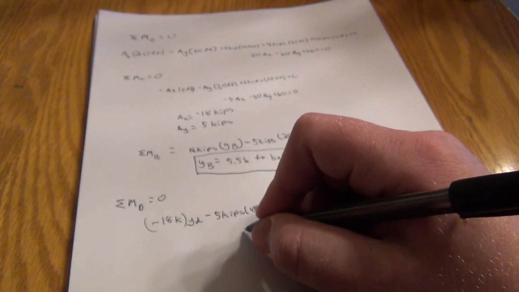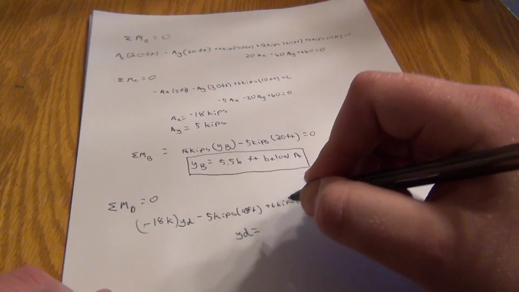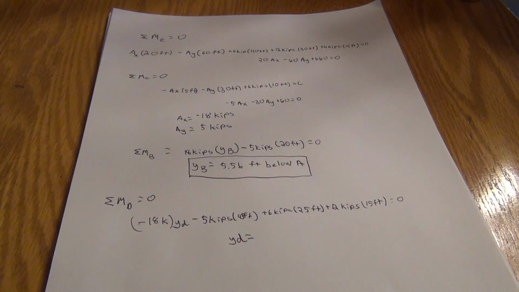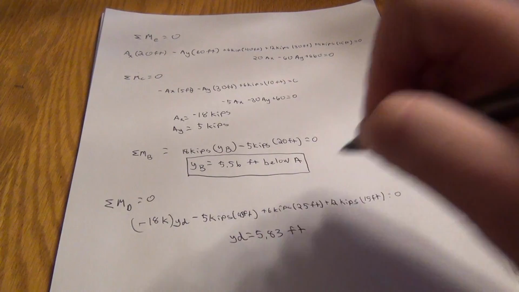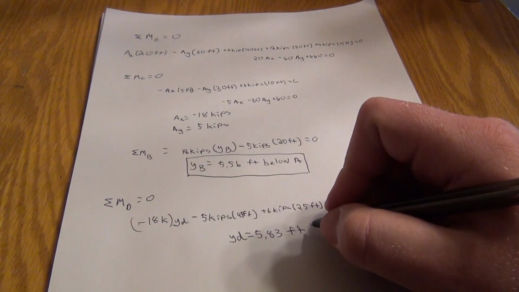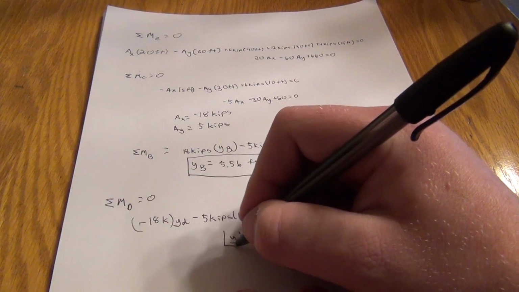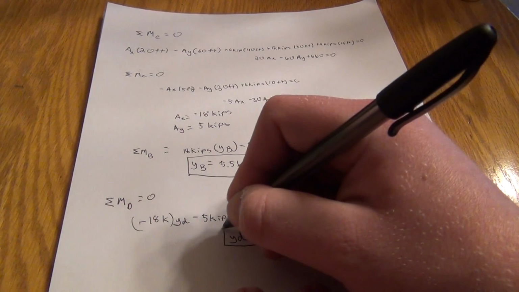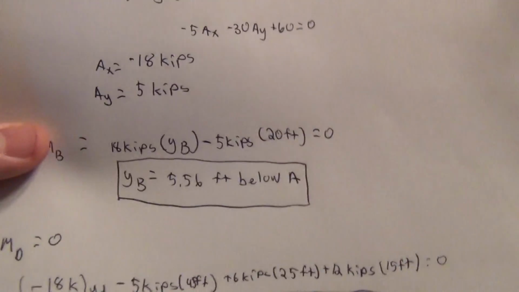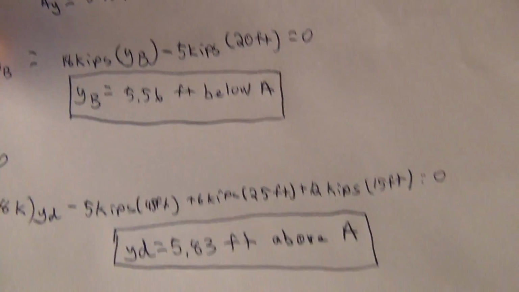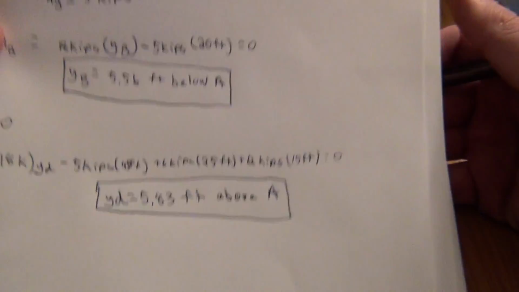So solving for this, our answer will be 5.83 feet above point A. So let's get that. Let's circle that. That's important. Okay, so we're done with part A of the equation. We have our YB, which is 5.56 feet below A, and our point D, which is 5.83 feet above A. So let's go to B.